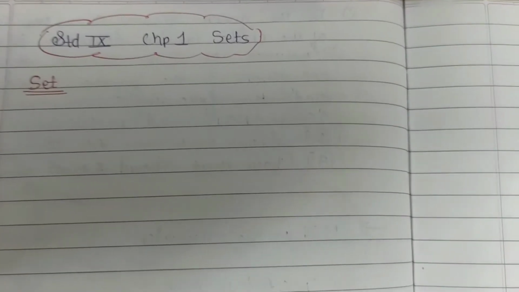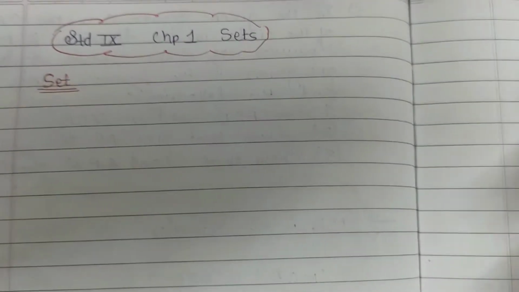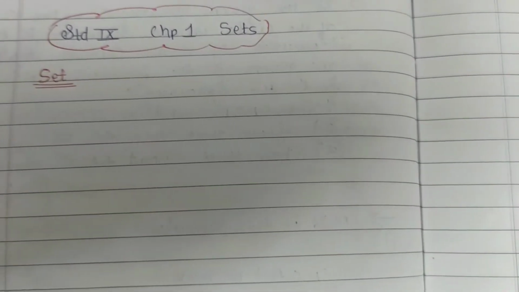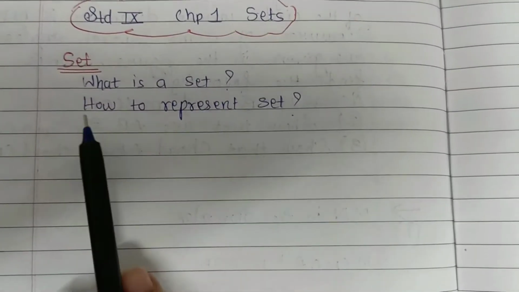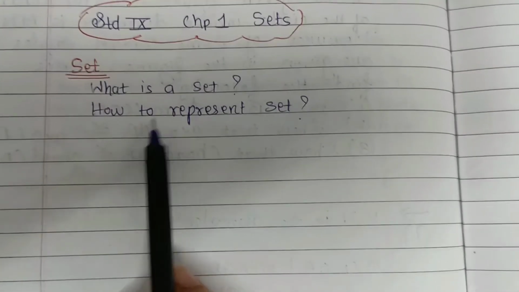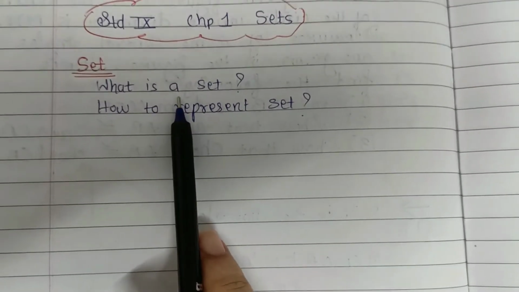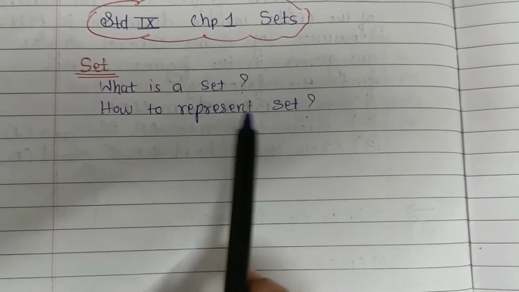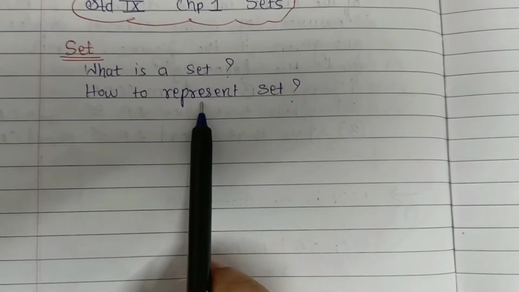Everyone, in this video we are going to learn chapter number 1, Sets, from the State Board standard 9th. So first we'll learn what is a set, and then once we know what is a set, we will learn how to represent a set. Now this is very important: first to understand what is a set, second is how to represent a set, because there are certain rules which we have to follow while writing a given set.